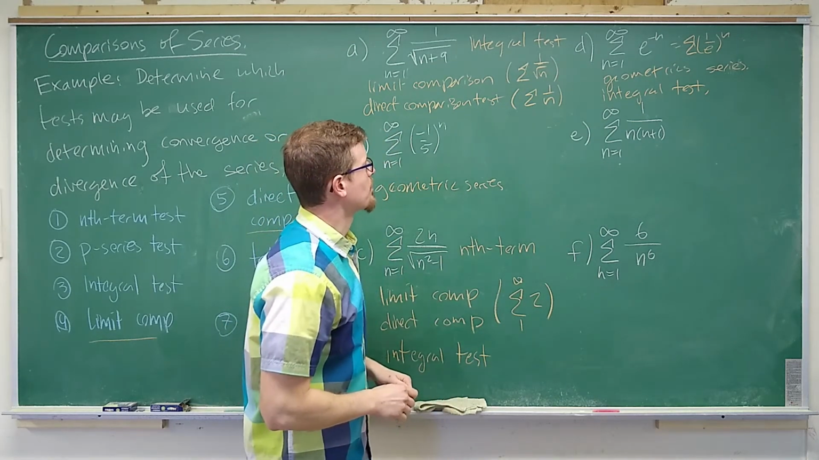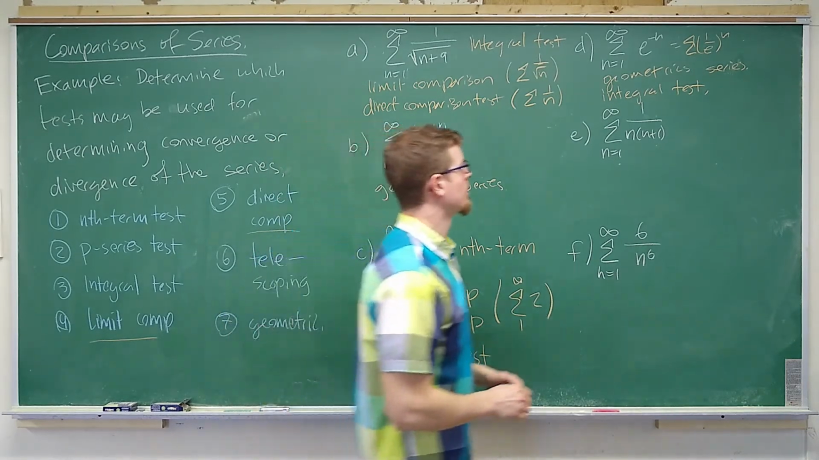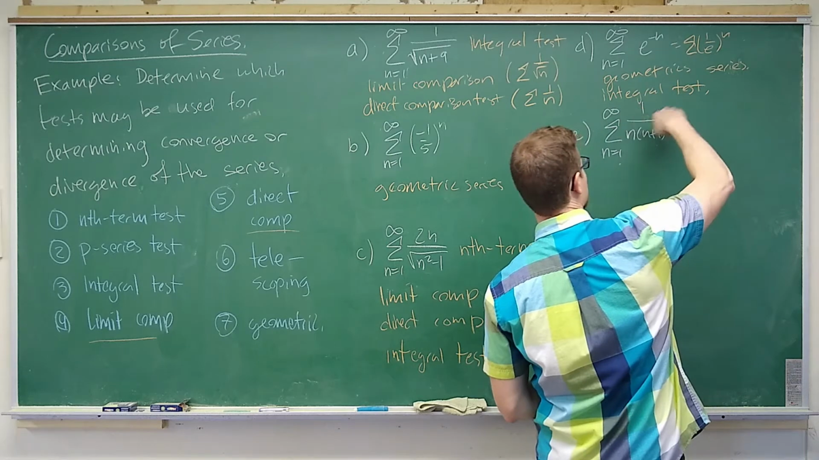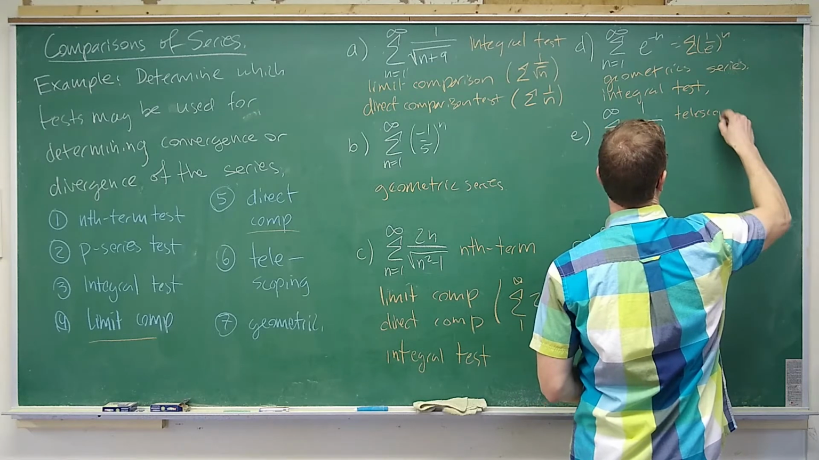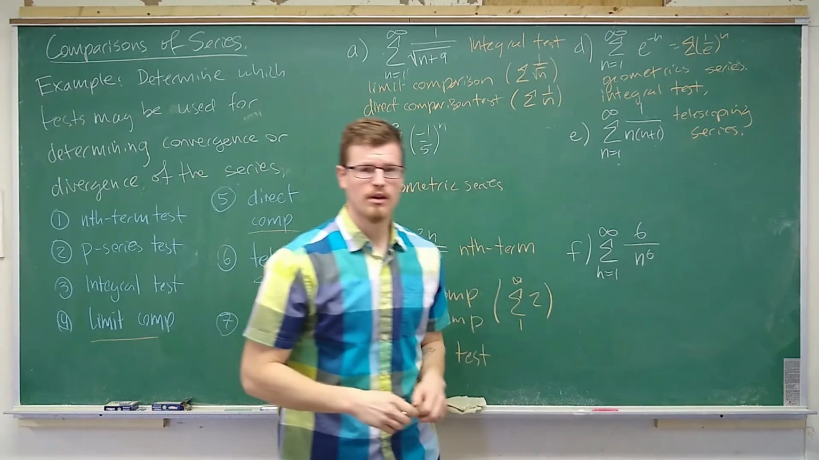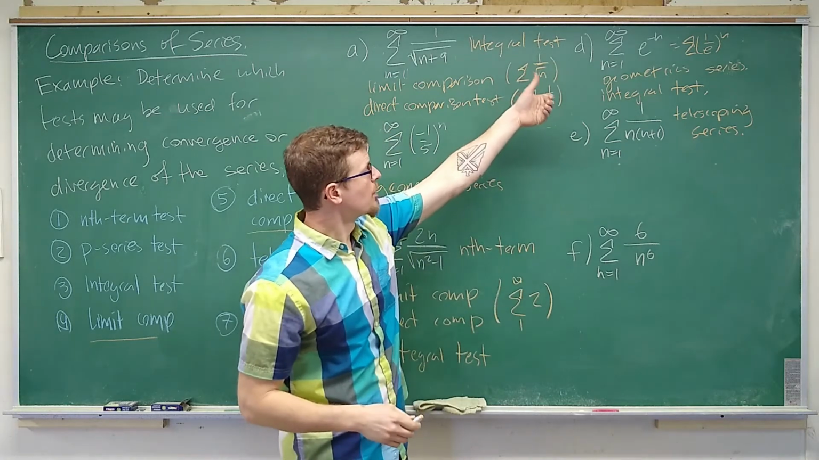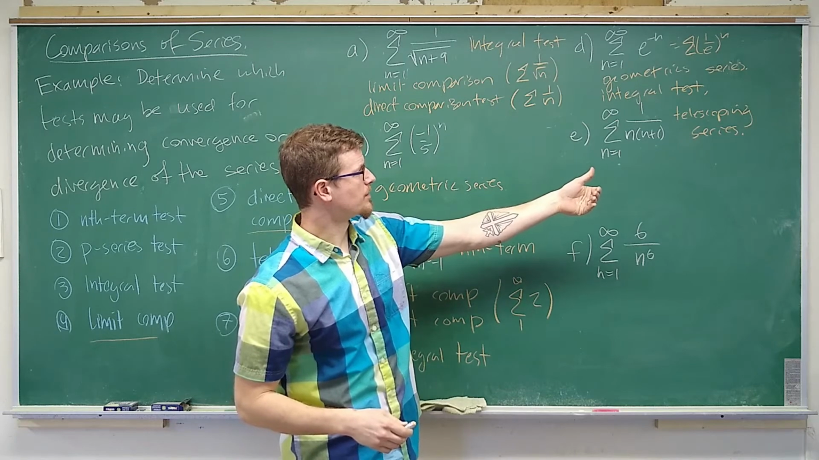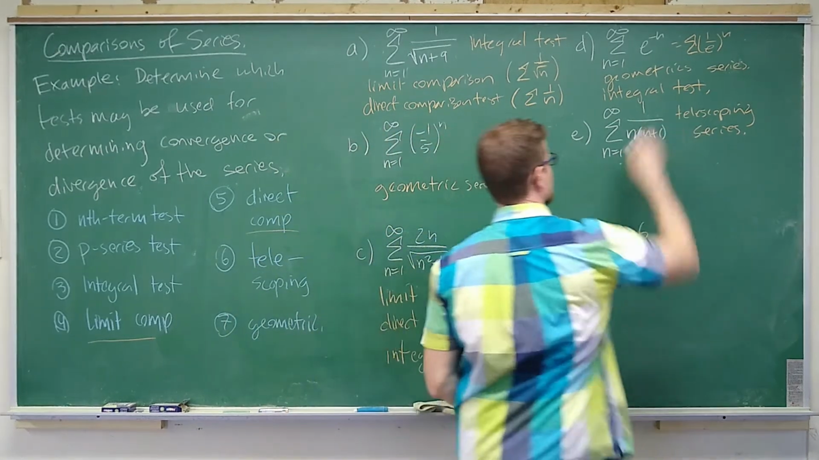For our next example, we have 1 over n times n plus 1, and again we have a large number of tests that would actually work. The first one, which may not be the most obvious, is that you could observe this as a telescoping series. If you were to use partial fractions, you could separate that into 2 fractions, and it would be 1 over n minus 1 over n plus 1.